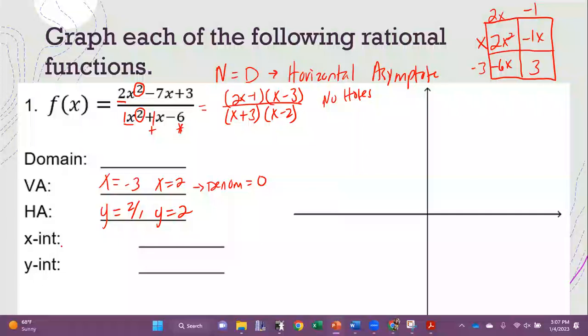Okay, next we're going to find our x-intercept. To find your x-intercept, you're setting your numerator equal to 0. So if I set my numerator equal to 0, that's 2x minus 1 equals 0, and x minus 3 equals 0. So where are my x-intercepts? At 3 and 1/2. So (3, 0) and (1/2, 0).